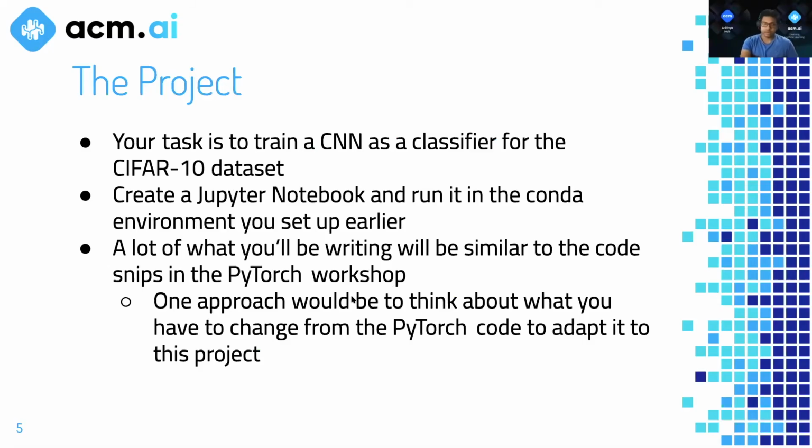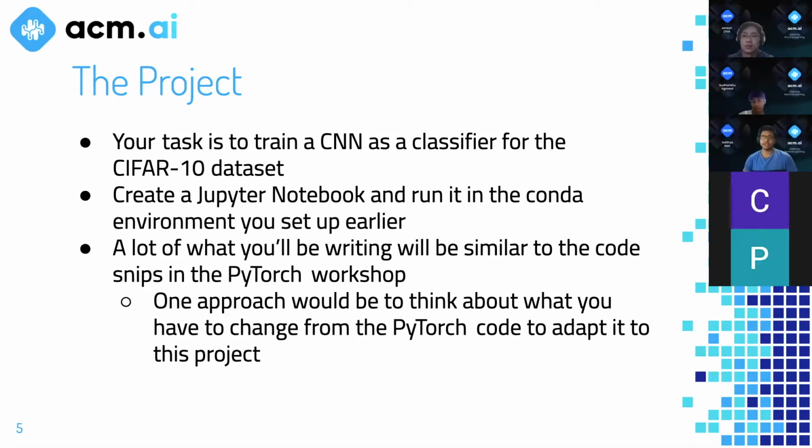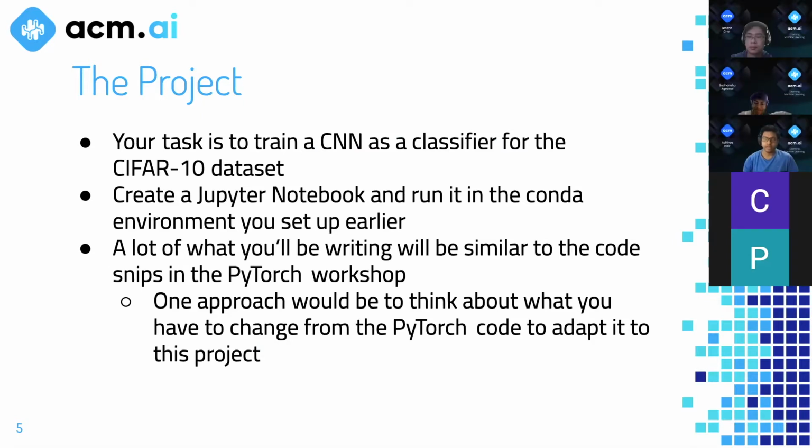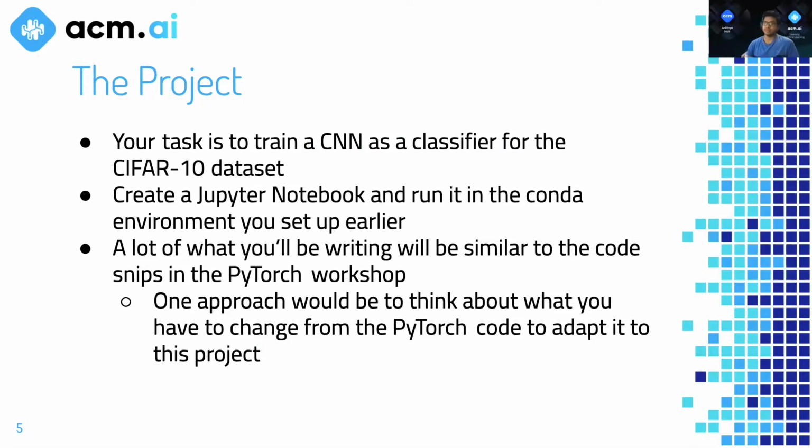All right, so let's talk about the project we'll be doing. As we mentioned, it's going to be creating a CNN classifier, and we'll be classifying pictures from a data set called CIFAR-10. It is called 10, I believe, because there are 10 different classes of images in this data set. We'll get into the data set a little more later on in the slides.